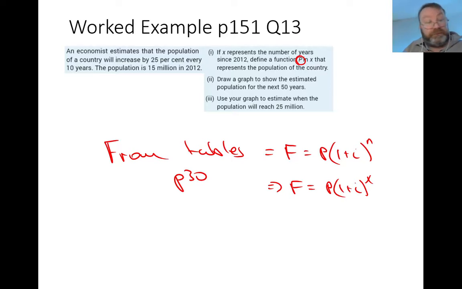Now, unless I had told you it was in the tables, you wouldn't have got that. But it is in the tables. It's the growth formula. Page 30, the compound interest formula. It's not just for money, it's for population, and it's for anything else that grows on top of itself, okay?